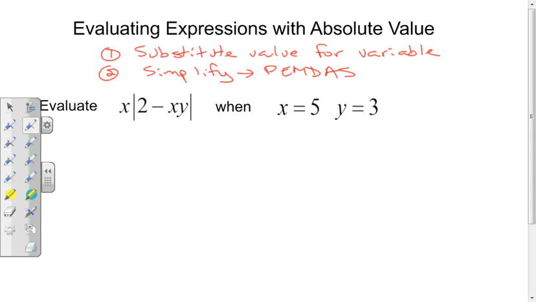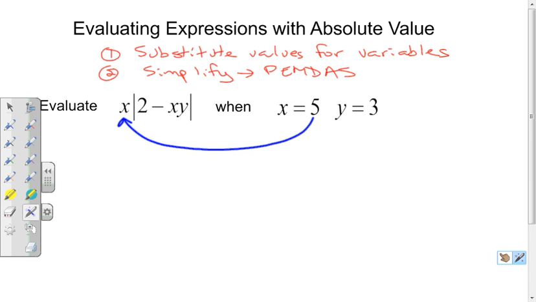It says evaluate the expression x times the quantity of the absolute value of 2 minus xy when x is 5 and y is 3. Well, when we have that, we're saying that x and 5 are identical and y and 3 are identical. So in the given problem, instead of using this x, I'd rather use this 5 because they're the same thing. So that's going to take us to substitute values for variables, with an s because it's multiple times here. So I'm going to take out my x and put in my 5.